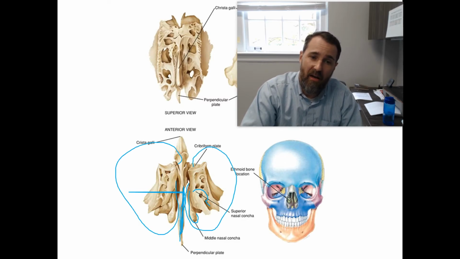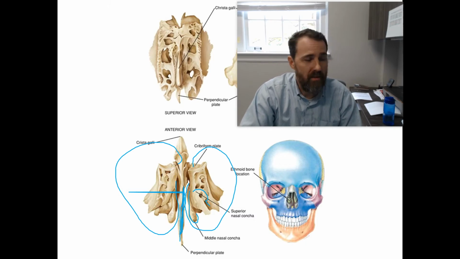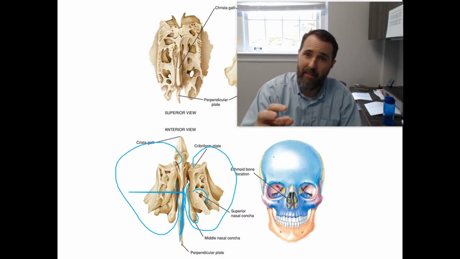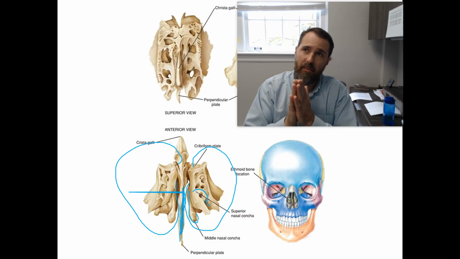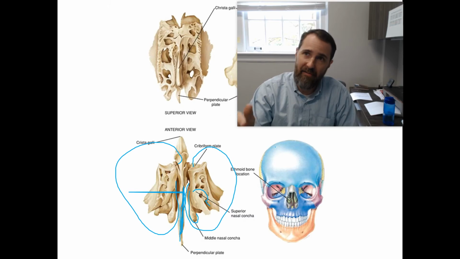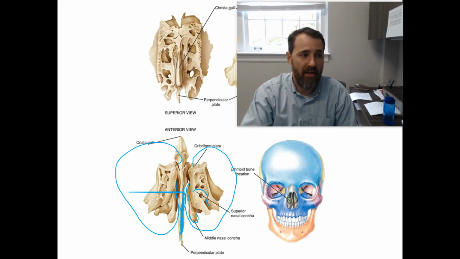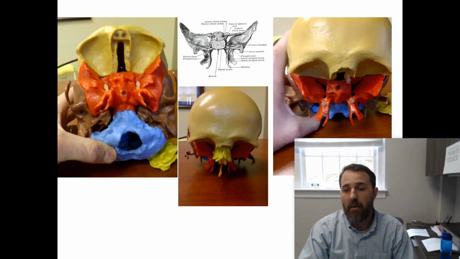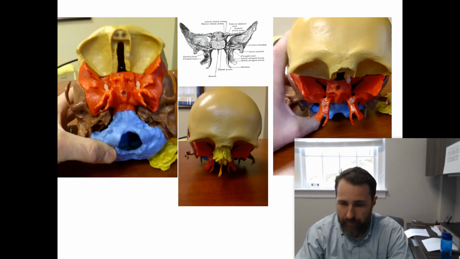processes of the ethmoid. So for the ethmoid, know its general location, which is behind the maxilla. Know that the perpendicular plate of the ethmoid makes up the superior bony portion of the nasal septum, and know that the lateral processes of the ethmoid have the middle and superior nasal conchae. All right, so that's the ethmoid.